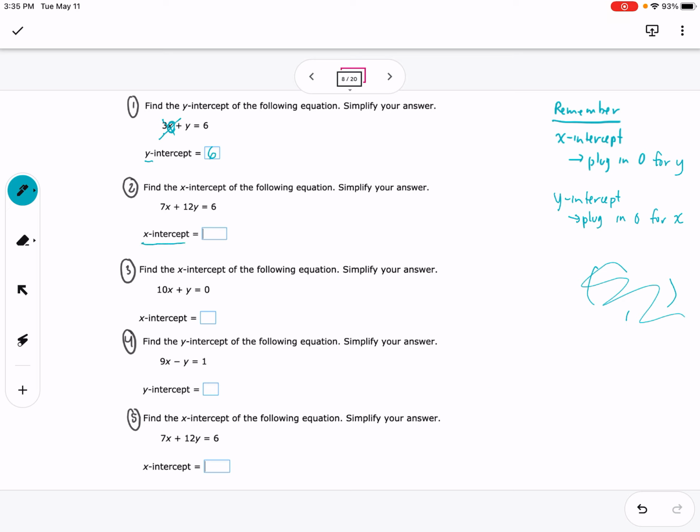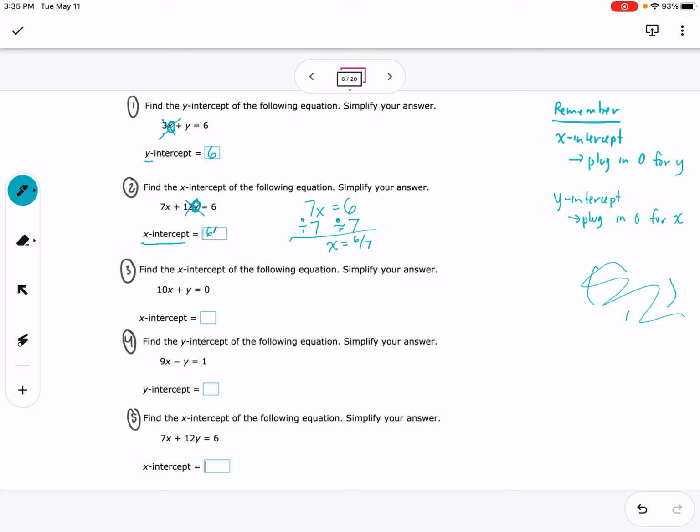Okay, now here in number 2, I'm asked for the X-intercept. So this time I'm going to plug in 0 for Y, right? So this becomes 12 times 0, which is 0. It cancels. So now I'm left with 7x equals 6. Now I want x by itself, so I'm going to divide by 7. This becomes x equals, and you're just going to write it just like this, 6 over 7.